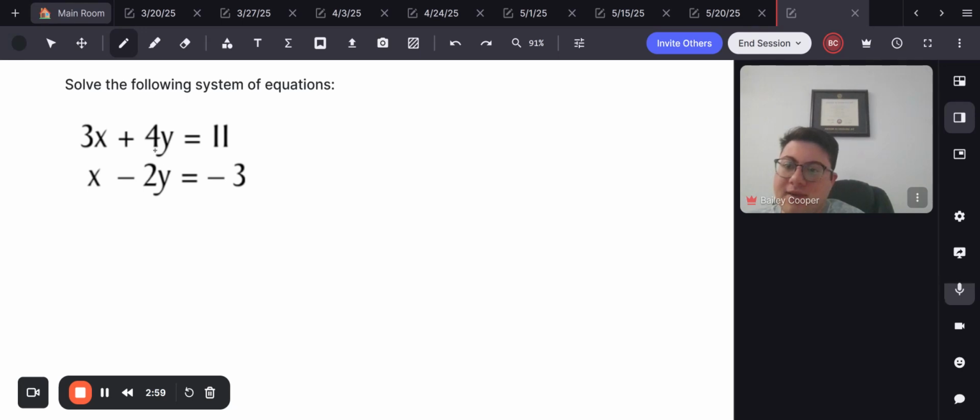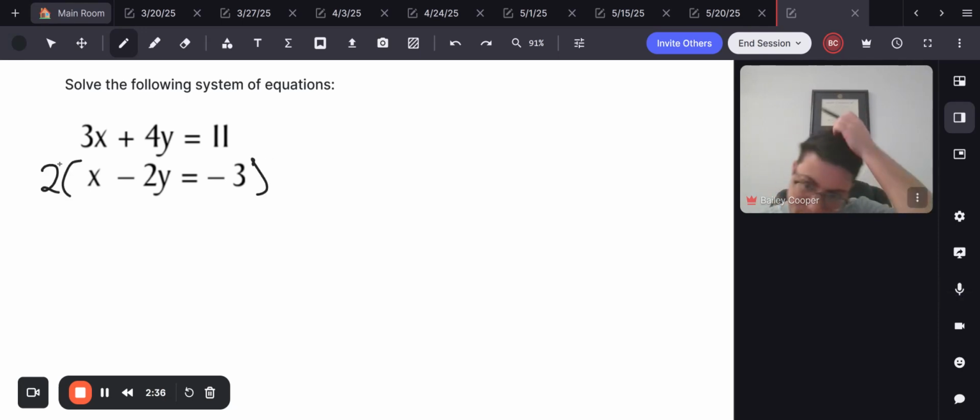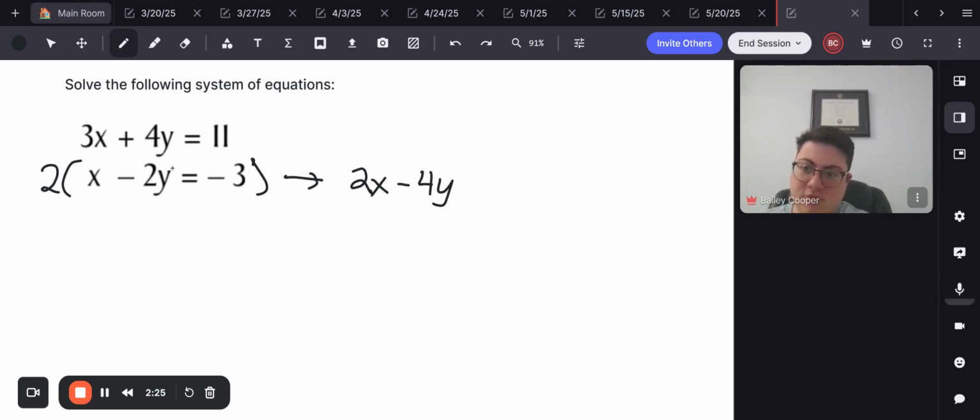I'm seeing, for example, we have 3x. Actually, let's do the y's. I'm noticing we have positive 4y and negative 2y. So if we could turn this negative 2 on the bottom into a negative 4, then when we add them together, the y's are going to cancel out. So I'm going to multiply this bottom equation by 2, which multiplies every single term by 2. So x times 2 is going to turn into 2x. Negative 2y times 2 is negative 4y. And negative 3 times 2 is negative 6. We didn't do anything to the first equation, so that stays the same.